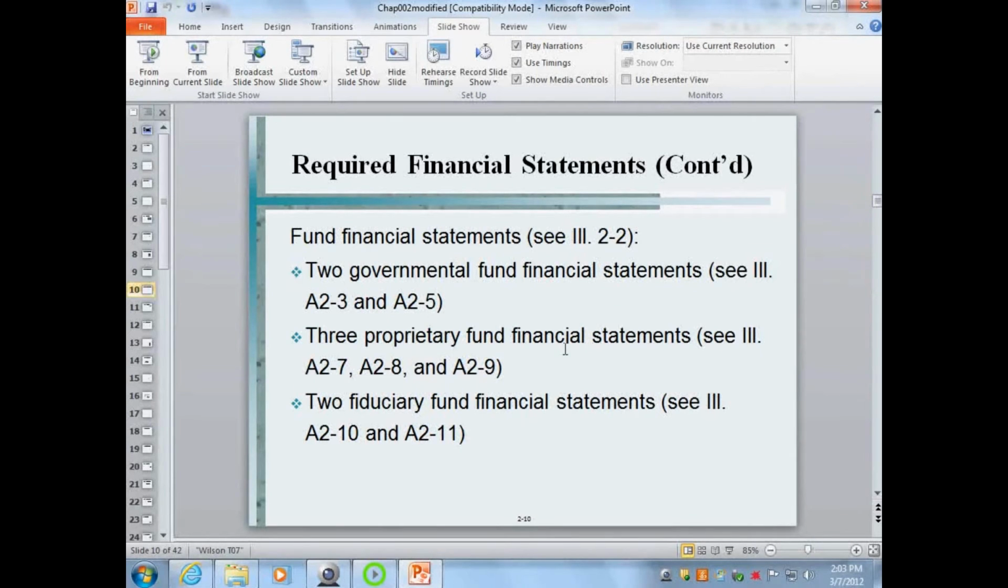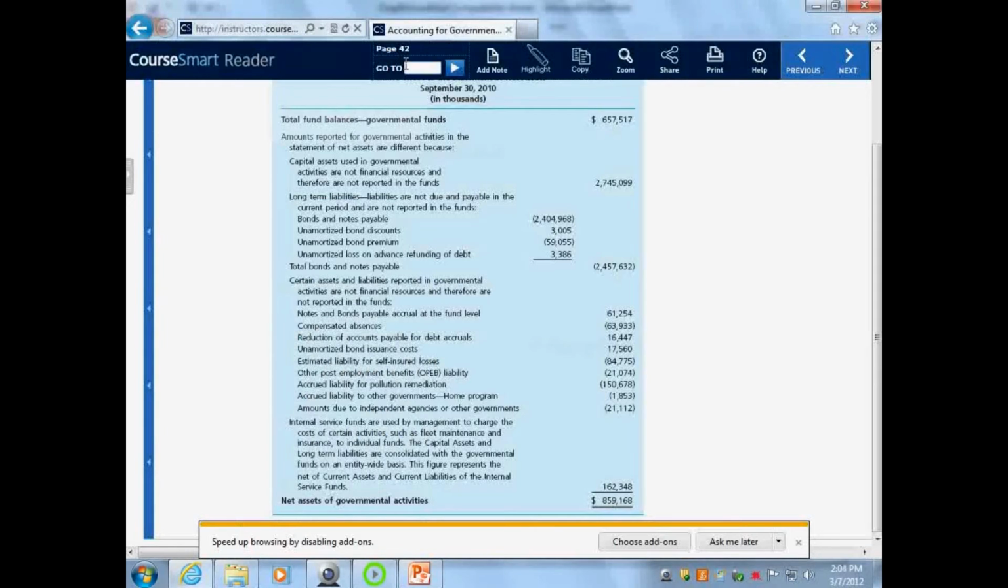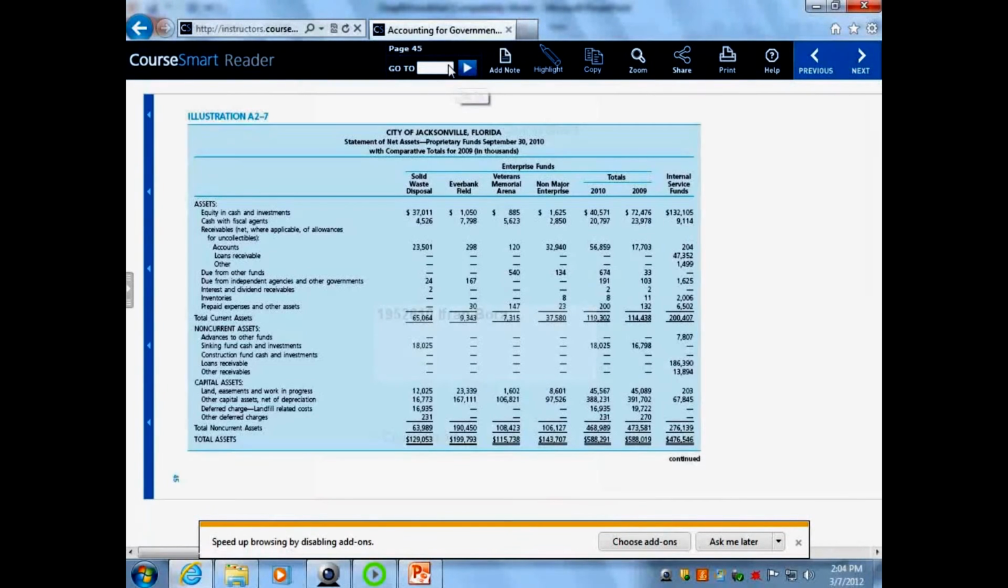So we saw the two governmental fund financial statements. Let's take a look at the proprietary fund financial statements. And these are the ones you love because no sweat. This is the stuff that you are used to. And we'll go now to page 45.